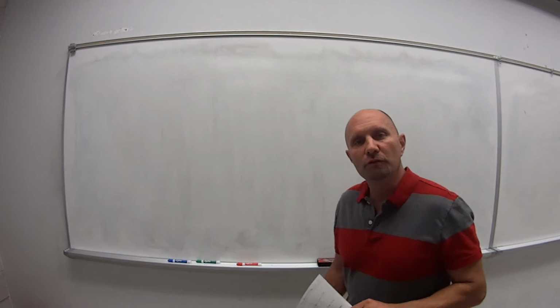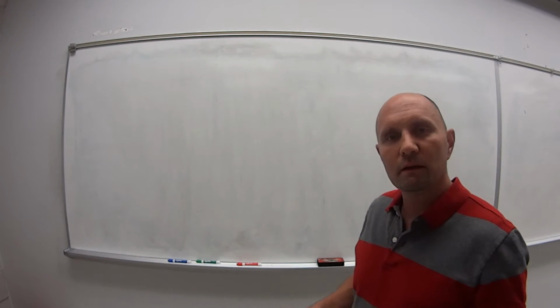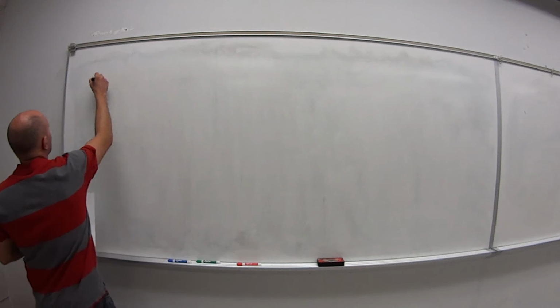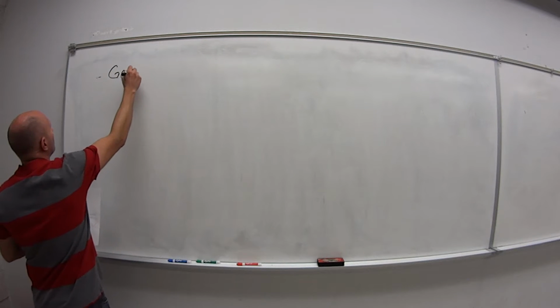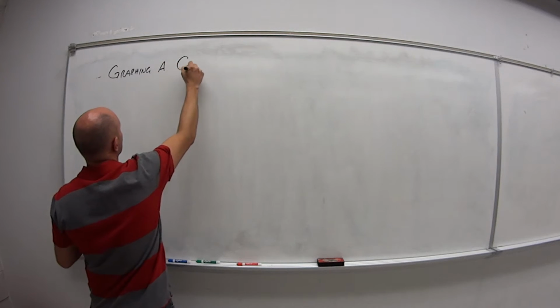Hi and welcome to the video section A2, video 2. This will be a continuation of our polar graphs, specifically graphing a cardioid or a cardoid.